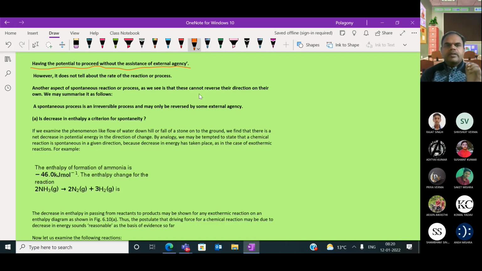And it talks about two things. One is reversible, irreversible. Most of the spontaneous reactions are irreversible. What is the meaning of irreversible? There are two types of reactions: reversible and irreversible. What is a reversible reaction? What is an irreversible reaction?